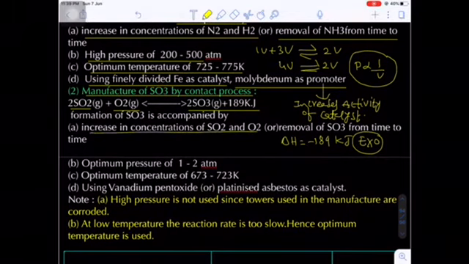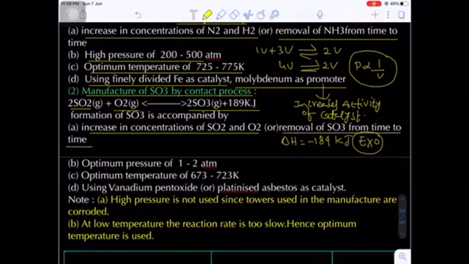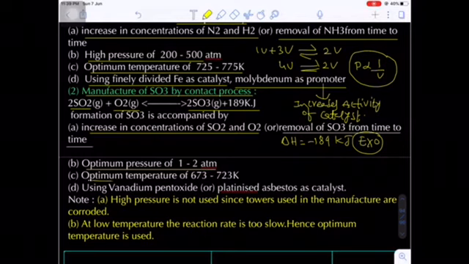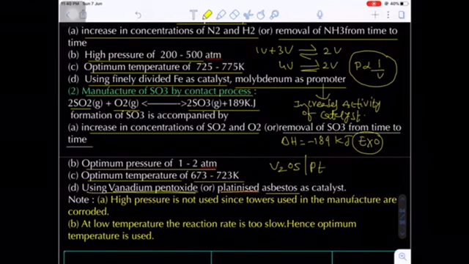First point, increasing the concentration of reactants or decreasing the concentration of the products from time to time will favor the forward reaction. Next, optimum pressure, 1 to 2 atmosphere. Actually we should use high pressure, but here optimum pressure is required. Why? I will tell you. Optimum temperature, that is 673 to 723 Kelvin, and the last one is platinized asbestos as a catalyst, otherwise vanadium pentoxide, V2O5, otherwise platinum is the catalyst.